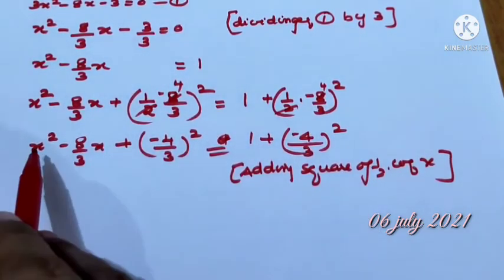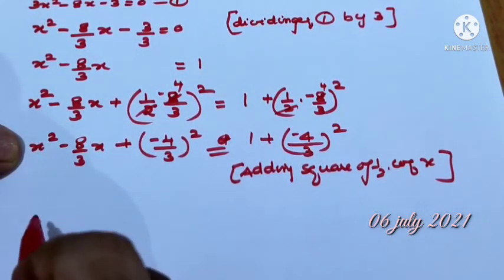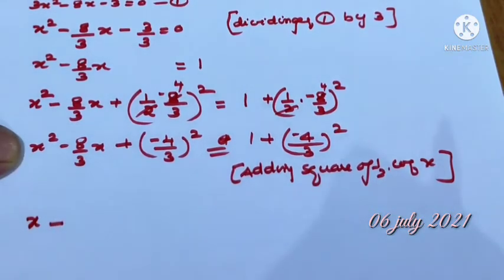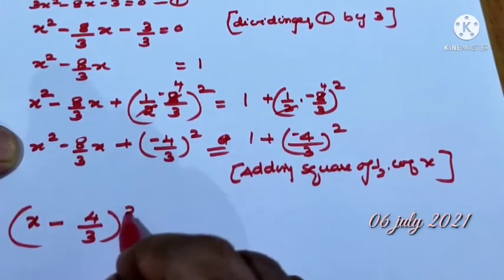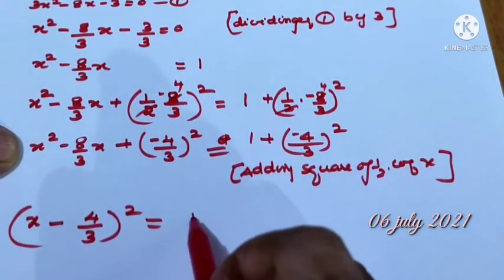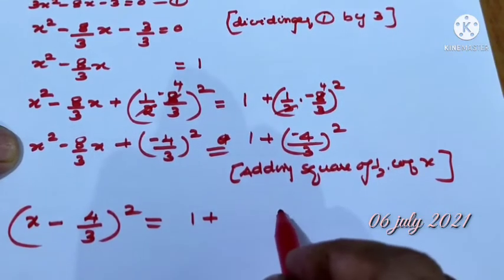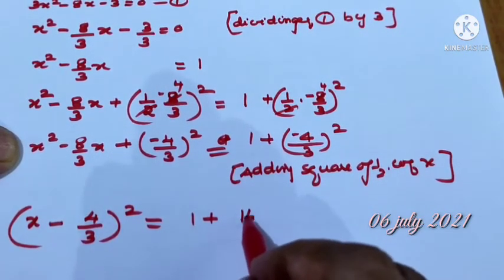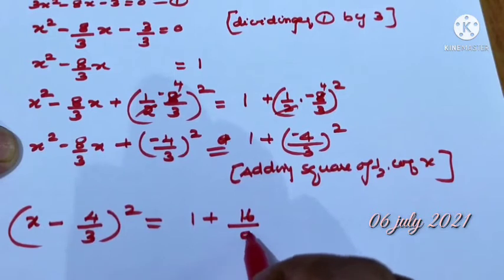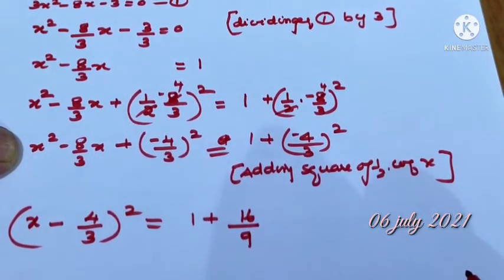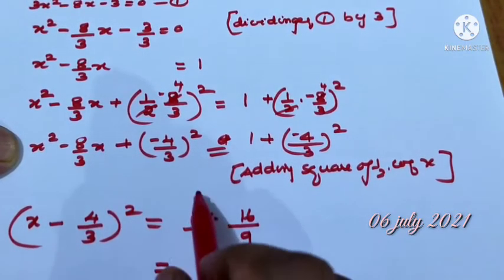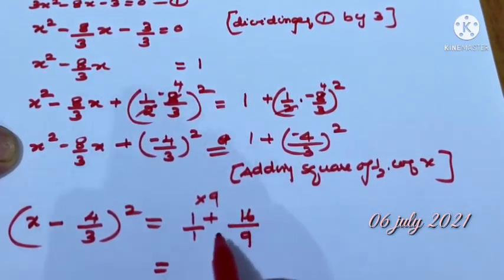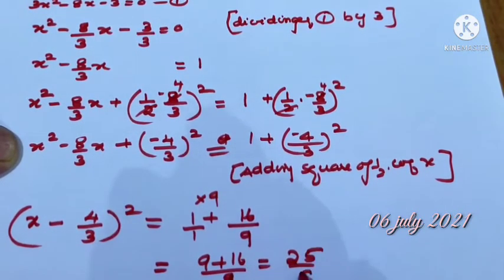Now what should I take down? What is the square root of x square? So only x, middle term sign is minus, and 4 by 3. Don't take down the sign there. x minus 4 by 3 whole square is equal to 1 plus 16 by 9 only, right? 1 plus 16 by 9. If you simplify, it is 1 by 1, so into 9, 9 plus 16 by 9 only. It is 25 by 9.